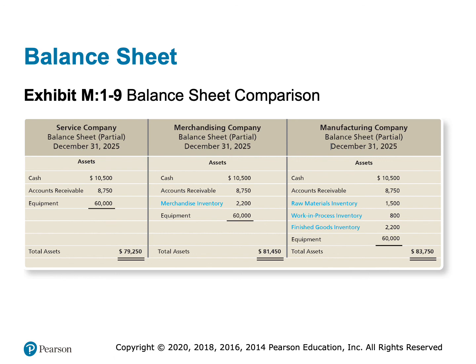So if we look at the balance sheet of a service company, they don't sell a good, so they don't have any inventory. A merchandiser has one inventory account called merchandise inventory, but as a manufacturer, we're going to now have 3 inventory accounts. We have those raw materials, we have that work in process, and we have finished goods inventory.